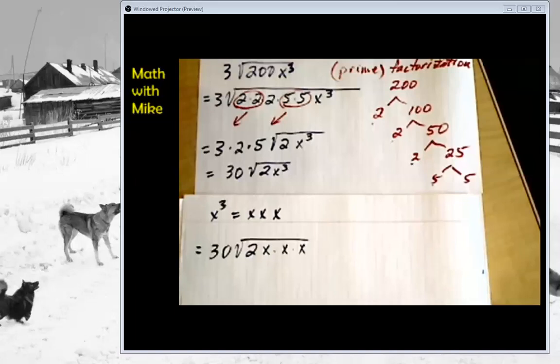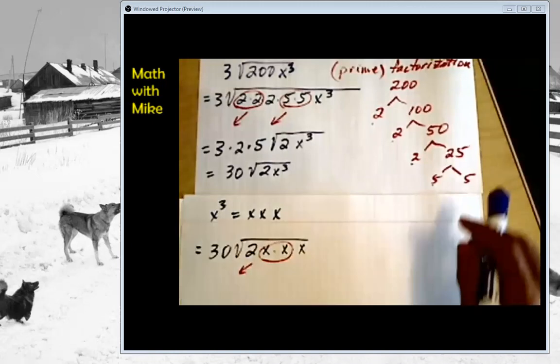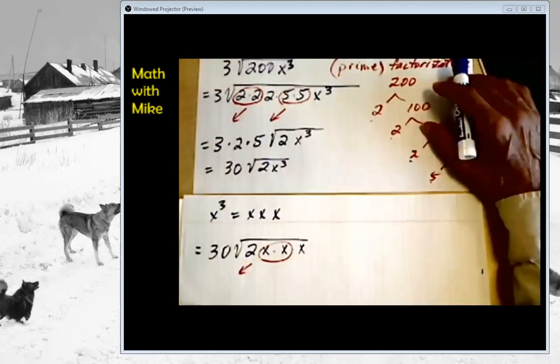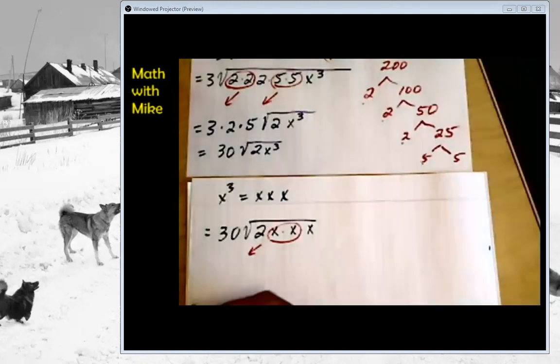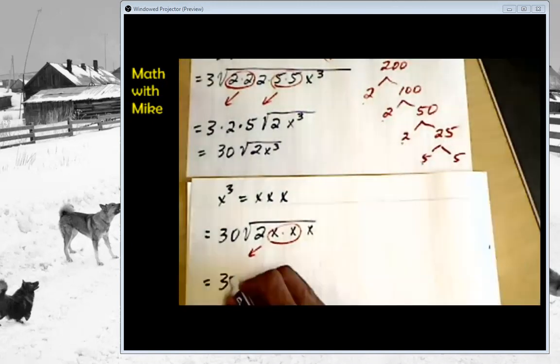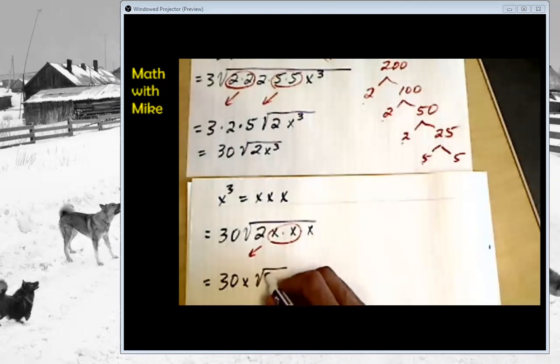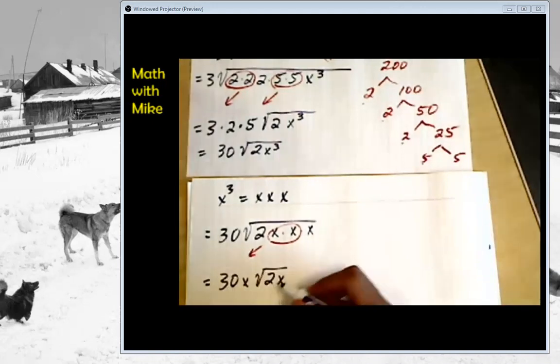Yeah, 2 x's go out, and that gives 1 on the outside. So we get 30x, and what's left? Square root of 2x.